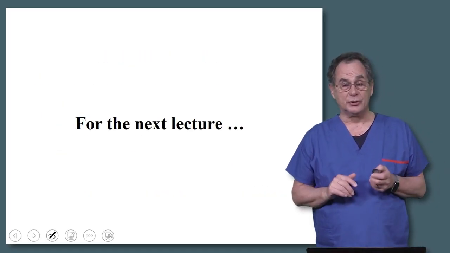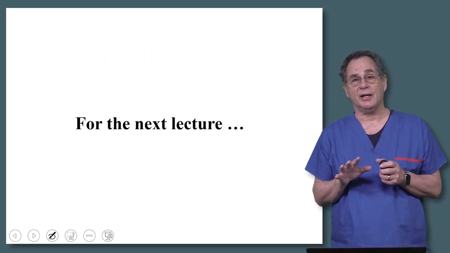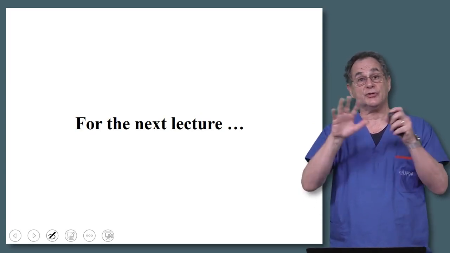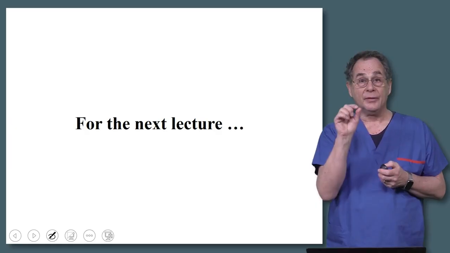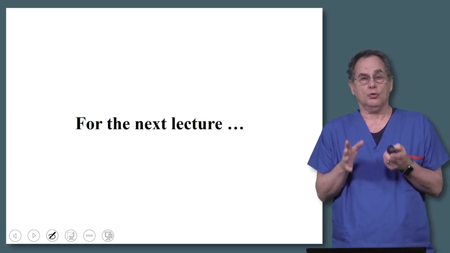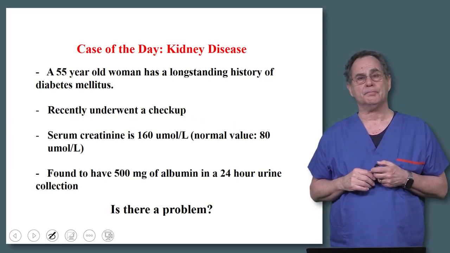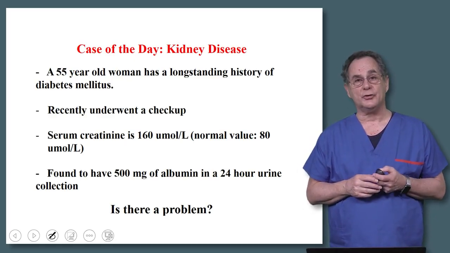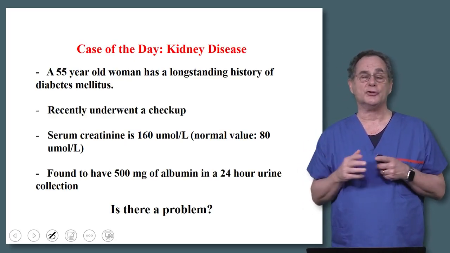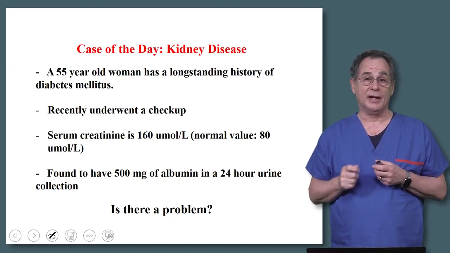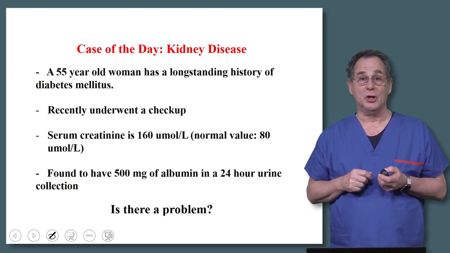Now, for the next lecture, we're going to begin to introduce the kidney and how the kidney interacts with these extracellular fluid compartments and the constituents of those fluid compartments to regulate and maintain normal body homeostasis. And this is the case of the day, which I'll let you read between lectures. That's going to help us focus on the first function of the kidney that we'll talk about, and that is the glomerular filtration rate.